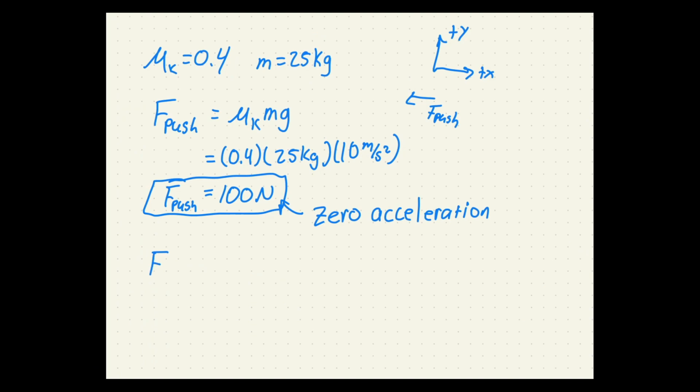But my F push vector is negative 100 newtons in the x direction. That's what the little x with the little triangle above it is called. Those are called hats, by the way. The x hat indicates that this is a unit vector pointed in the x direction with a magnitude of 1.